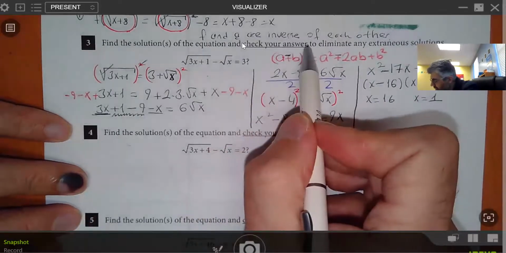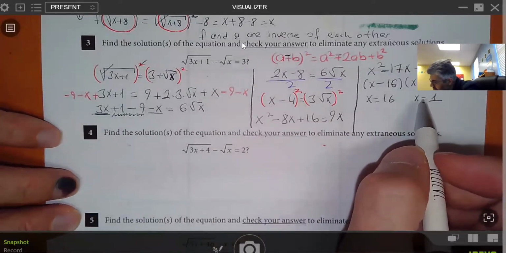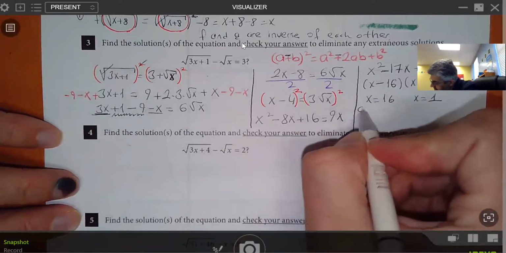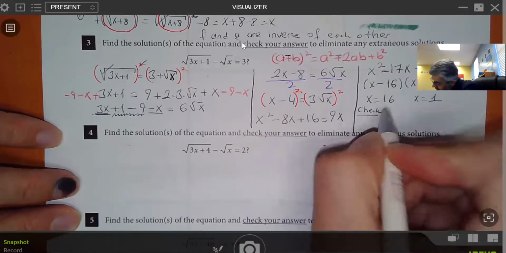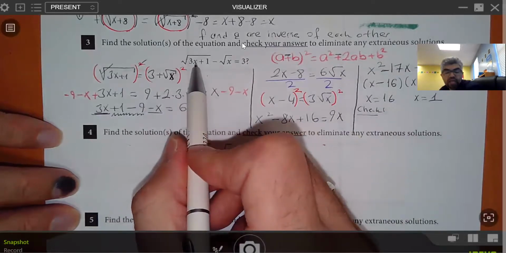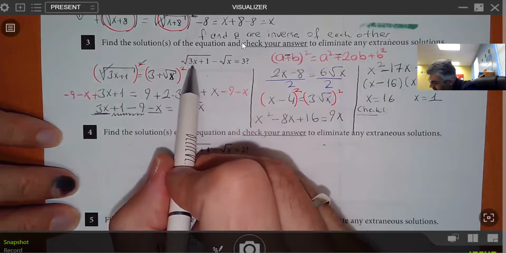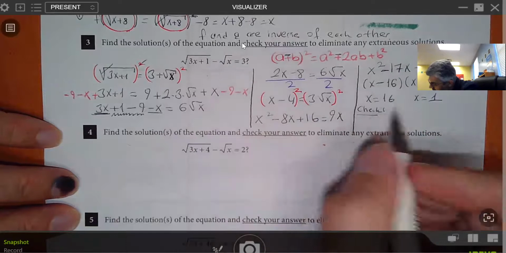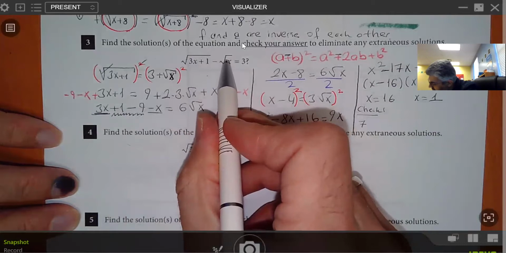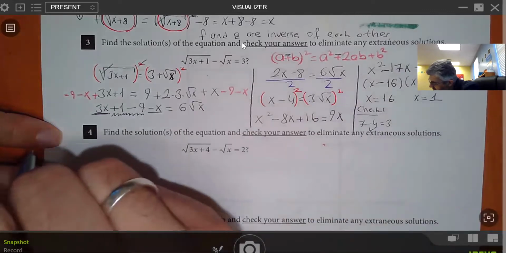Check your answer, okay? So we found the x values, but we don't know which one is the correct solution. So we have to check. I don't have enough space here, but let me check here. If x is 16, 3 times 16 is 48, plus 1, 49. Root 49 is 7, minus square root of 16, which is 4. 7 minus 4 is 3. Yeah, it's okay. 16 is okay.